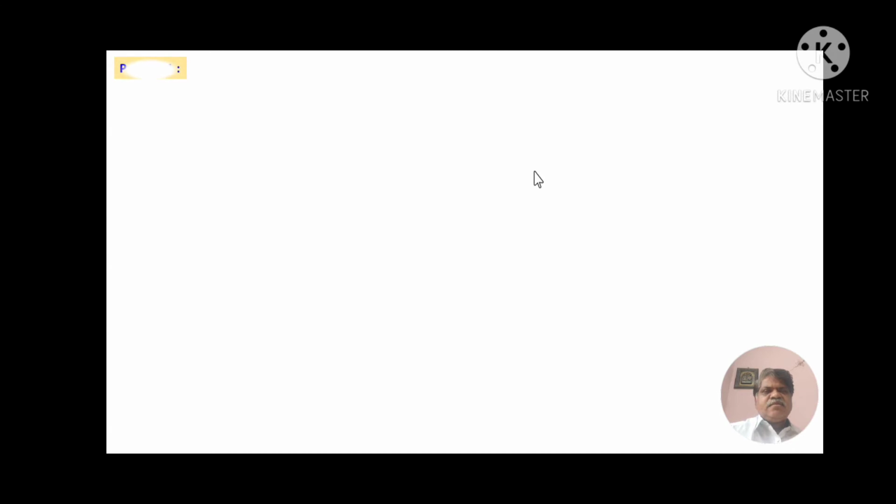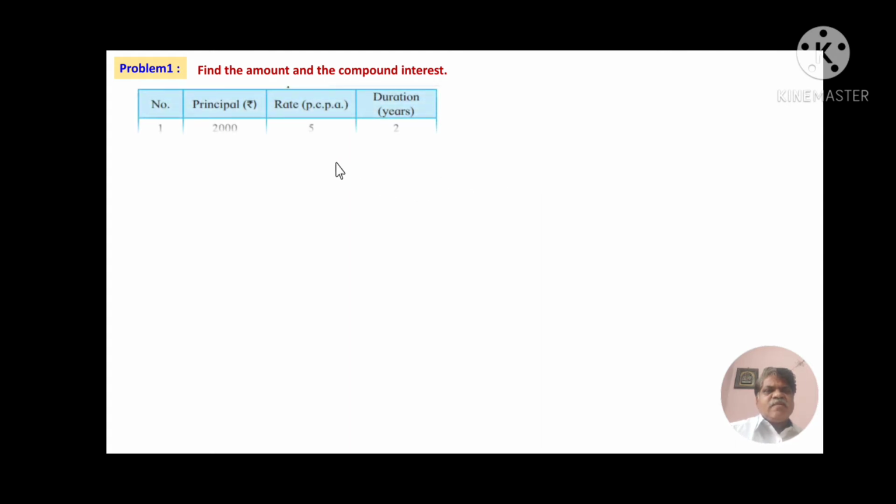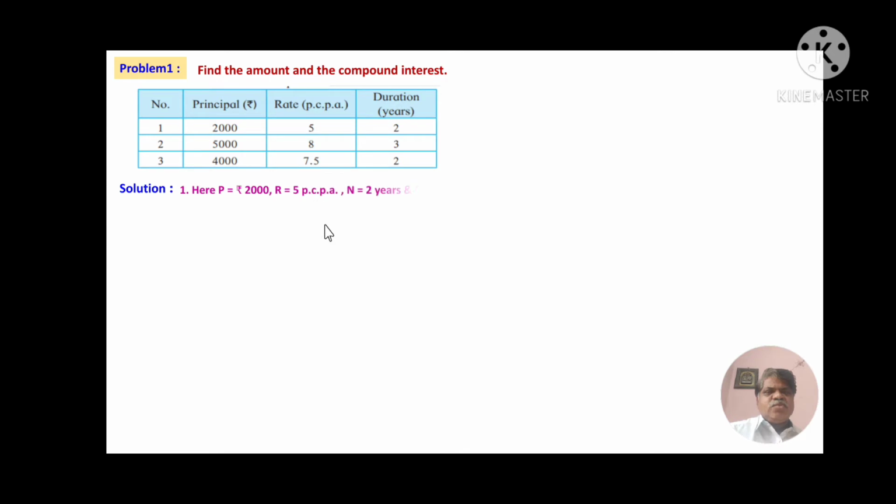So first problem we will discuss. Find the amount and the compound interest. This is the table given wherein three problems are given. Principal, rate and duration are given. We have to find out the amount and compound interest. Let us consider the first problem, wherein P is equal to rupees 2000, R is equal to 5 percent per annum, and N is equal to 2 years. CI we have to find out, A also we have to find out.